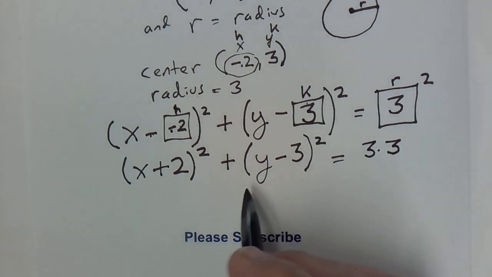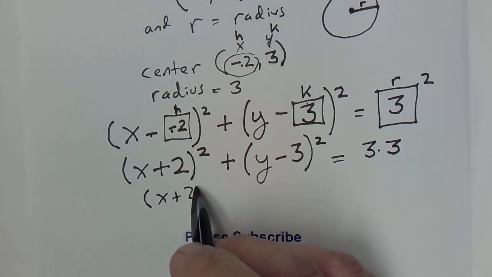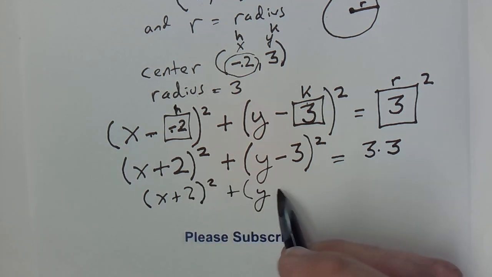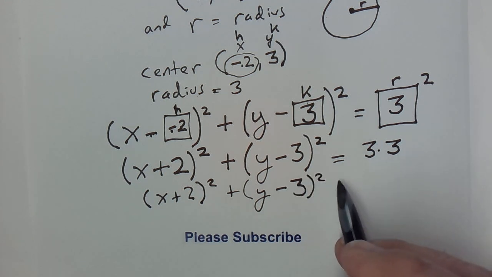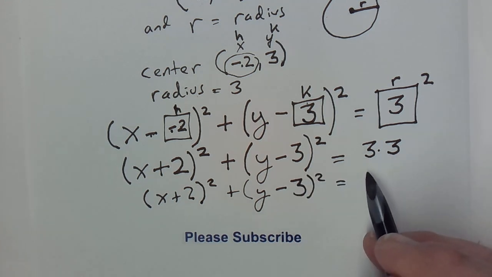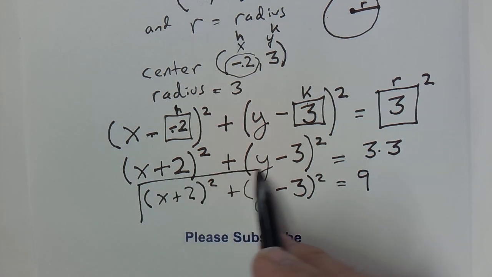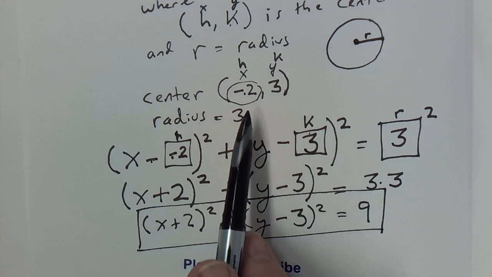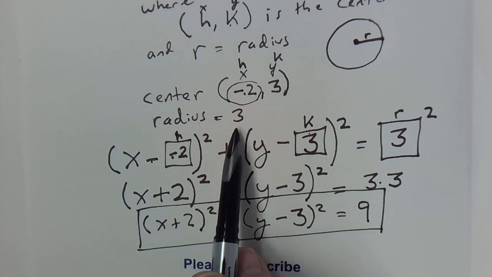We can clean it up just a little bit more. So we've got (x plus 2) squared plus (y minus 3) squared is equal to 3 times 3, which is 9. This is our equation for a circle with a center of (-2, 3) and a radius of 3.